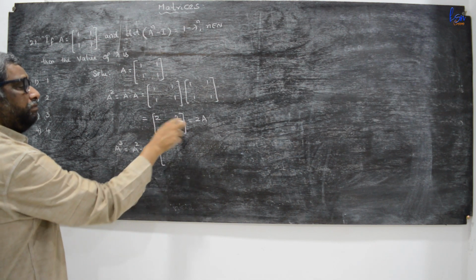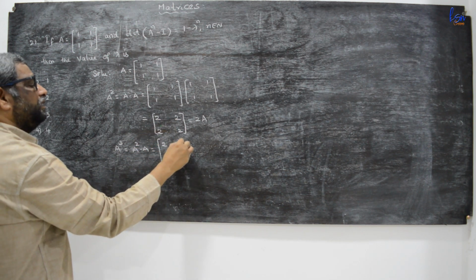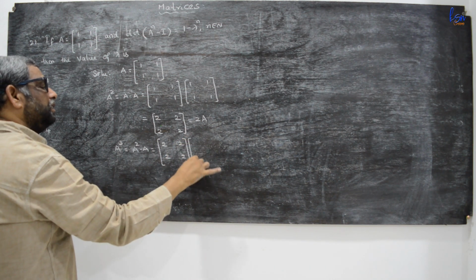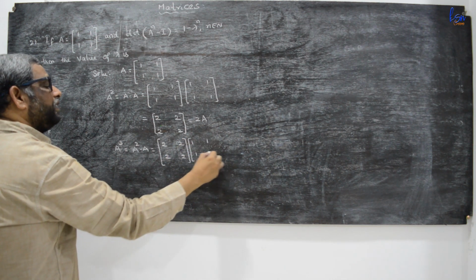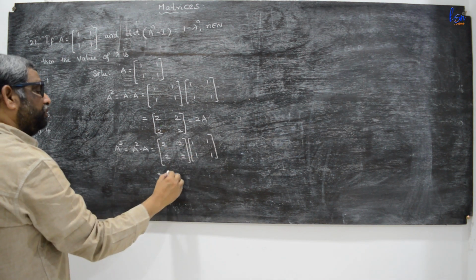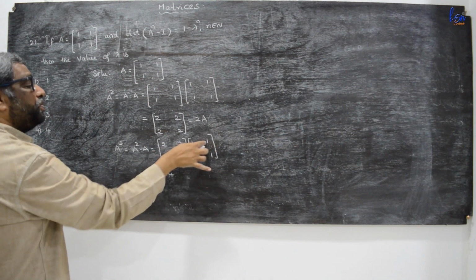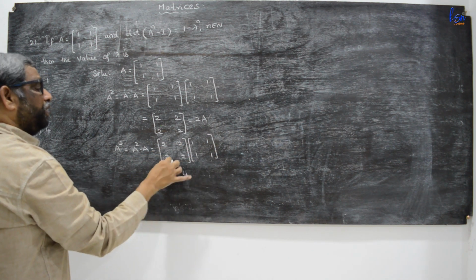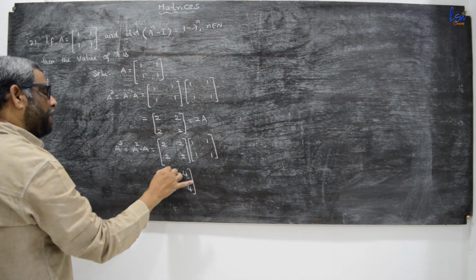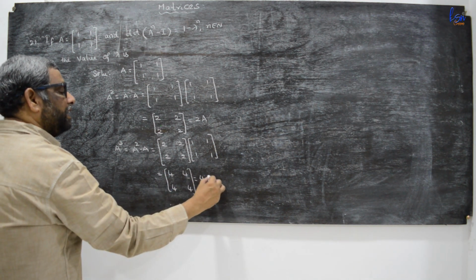You can multiply this [[2,2],[2,2]] with [[1,1],[1,1]]. This is 2 plus 2, 4, 2 plus 2, 4, 2 plus 2, 4, 2 plus 2, 4. You can take common 4, and this is 4 into [[1,1],[1,1]], that is 4A.